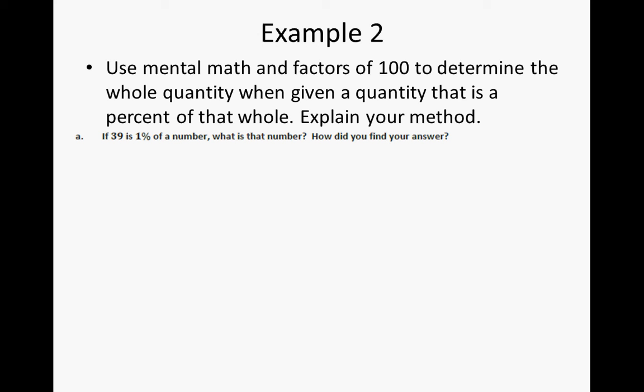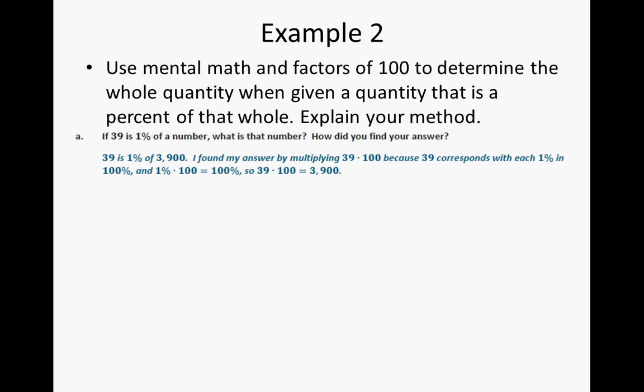If we're comparing 39 to 1%, 1% is what of 100%? Well, there would be 100 of those. So 39 is 1% of 3,900. Because if I take 39 and multiply it by 100, because again, there's 1% and there's 100%. So 39 times 100 is 3,900.